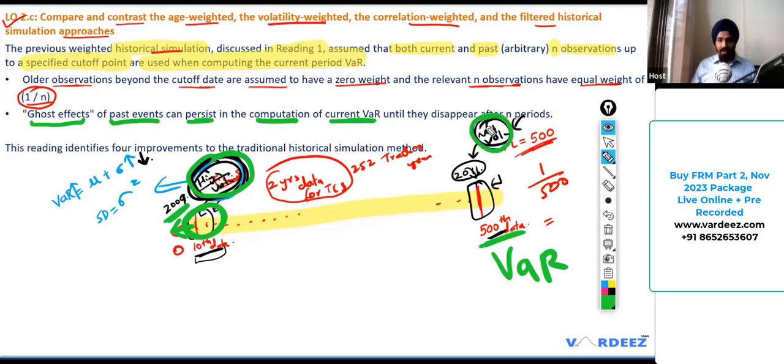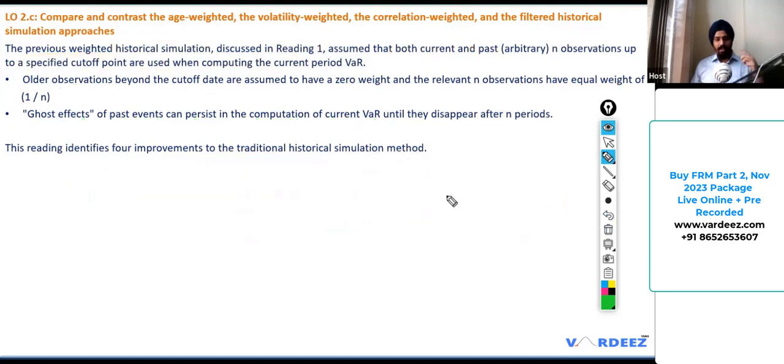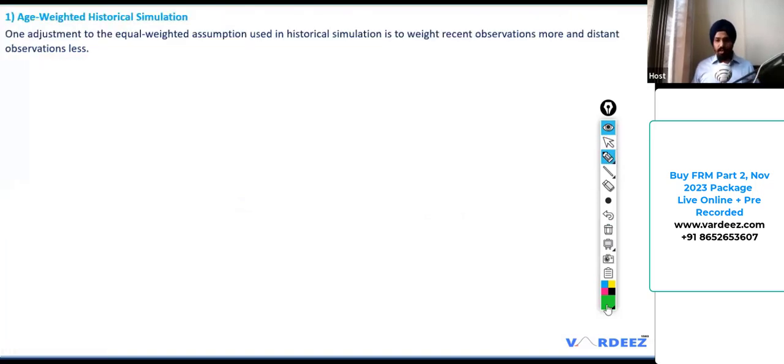Right now, we do not have any volatility. Something we need to do, and that's what we're going to be talking about, is the 4 improvements to the traditional historical simulation method. And that's what this learning objective talks about. Okay, so the first one is known as age-weighted historical simulation.